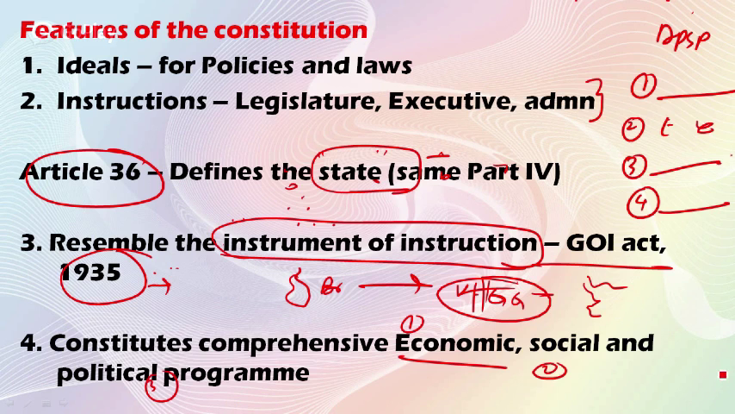Whereas the fundamental rights include only the political part. They provide only political rights like freedom of speech and expression, right to assemble, right to form associations, right to practice any profession. But the Directive Principles of State Policy not only include political philosophies and programs, they also include the economic and social aspects along with the political aspects. So the importance lies in this broad coverage of the Directive Principles of State Policy.